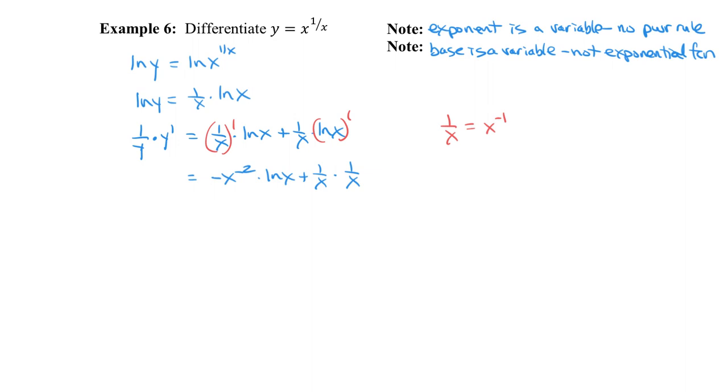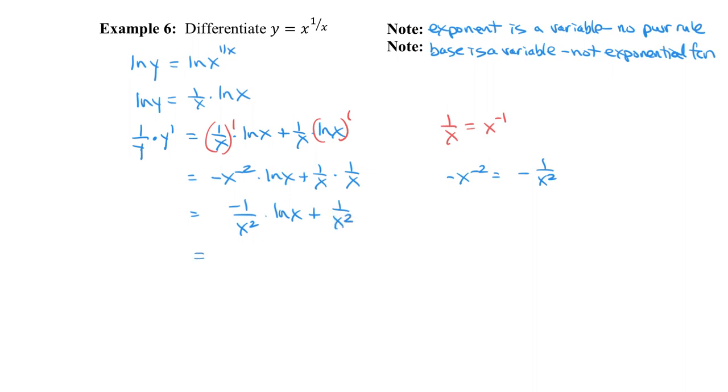And then minus x to the minus 2 is really minus 1 over x to the positive 2. So this is really negative 1 over x squared times the natural log of x. And then these next two here we can multiply straight across to get 1 over x squared.